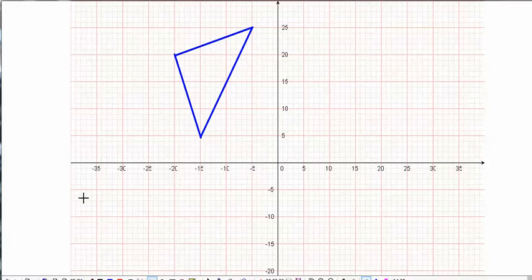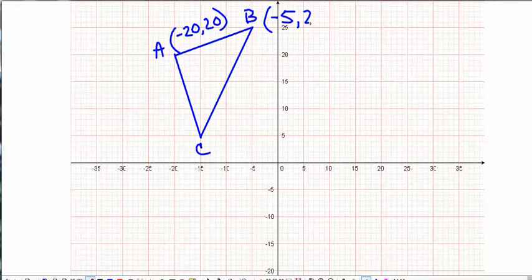Got a triangle sitting on the coordinate plane, right? And we'll call this A, B, and C. What are the coordinates of point A? Negative 20, 20. And B? And C? Alright, now what if I told you this?